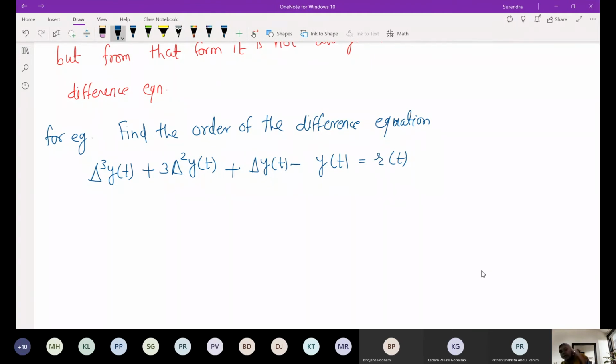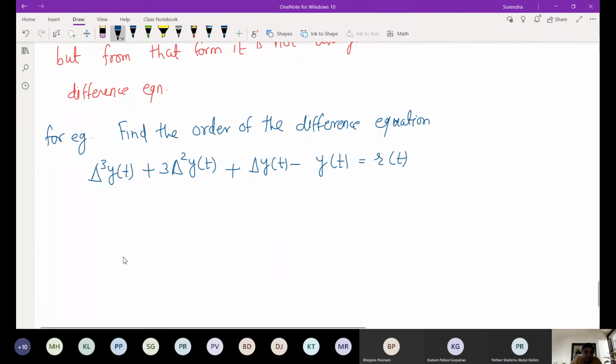So now we want to find the order of the difference equation. If I compare with my differential equation, what can you say? What is the order of this difference equation? Since here there is delta cube, you will say it is 3, right? But it is not the case. We can't say directly from the order of the delta operator. For that we need to simplify it.